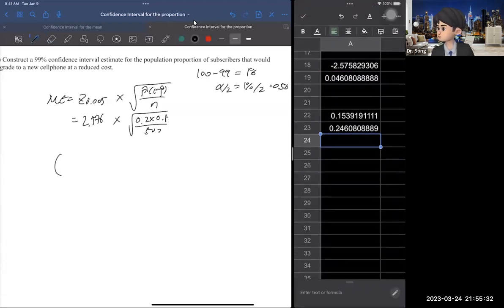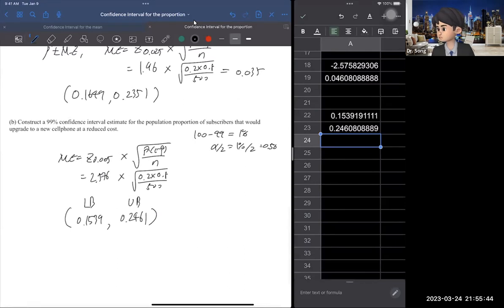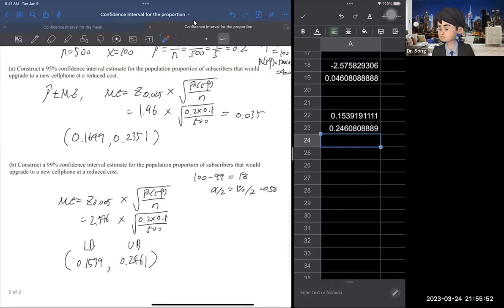So the lower bound is 0.1539 and the upper bound is 0.2461. Then the interpretation is we are 99% confident that the true population proportion will be between 15.39% and 24.61%. When you compare with the 95% confidence interval, what do you see? When you raise the confidence level from 95% to 99%, the confidence interval becomes wider.